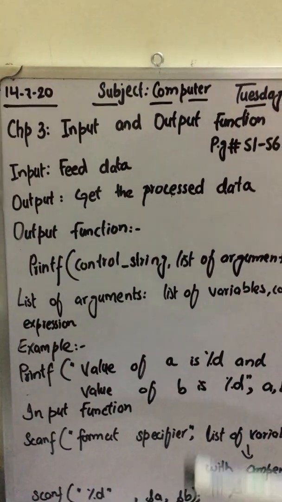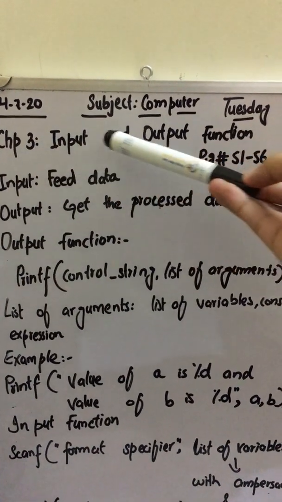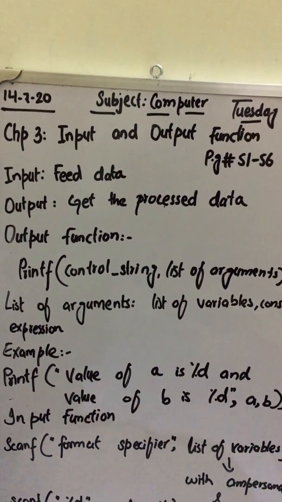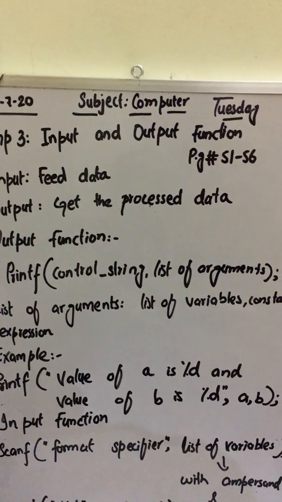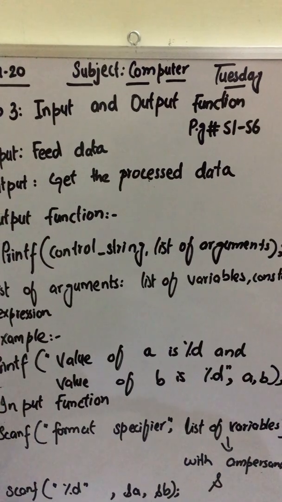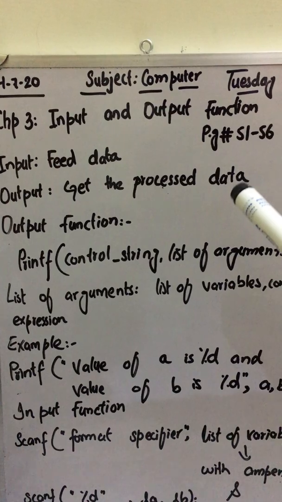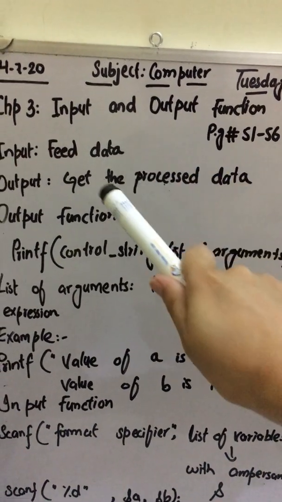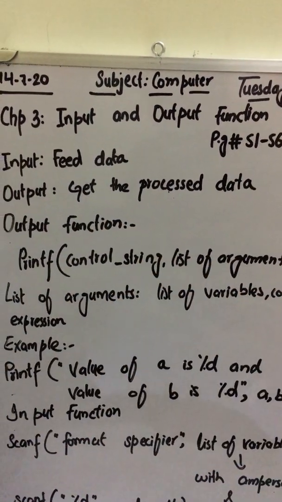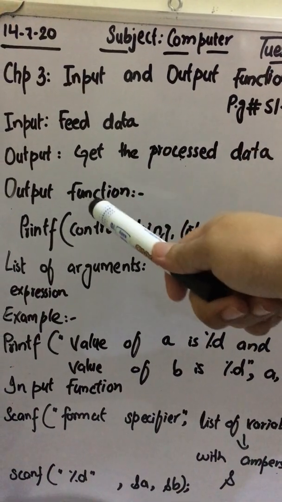This is your computer science lecture and we have started today a new chapter, chapter number 3, input and output functions, page number 51 till 56. What is an input? Input means to feed some data into your computer to get it processed, and output means to get the processed data back in the form of the result. The data that you have sent, the computer will process it and will share the result with you, so that will be considered as output. So in programming we also need two things, which is an input function and an output function.